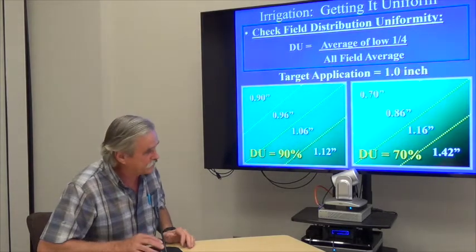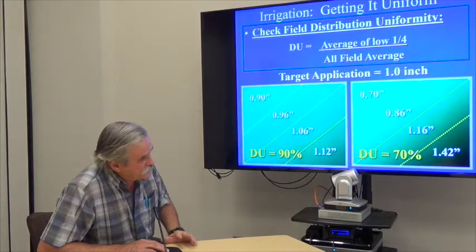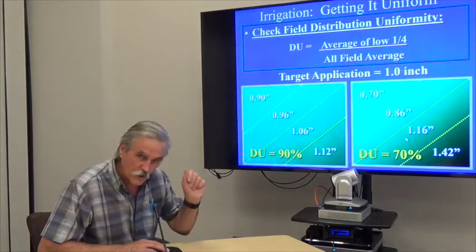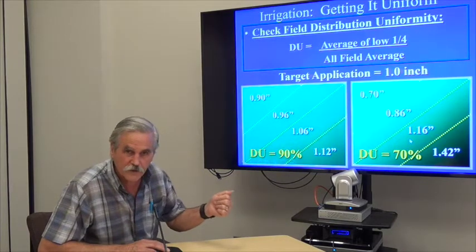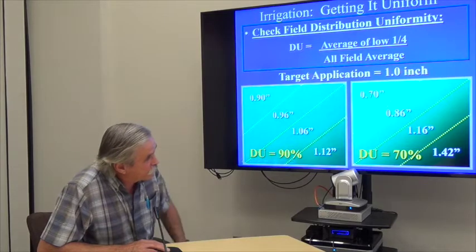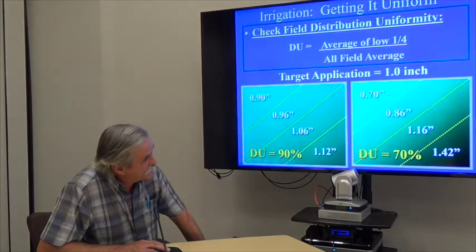And a lot of people still consider 80% good for micro, but this becomes a real problem. This is what happens when you don't flush hoses and when you let those regulators get messed up and bad pressures from one to the other. Your low quarter is now 0.7 inches.